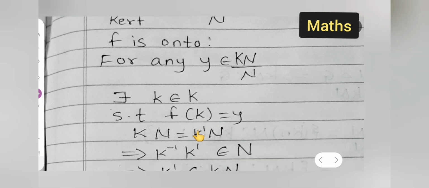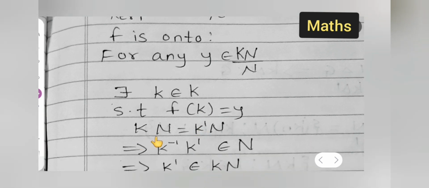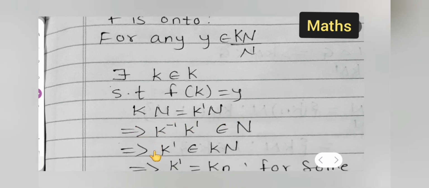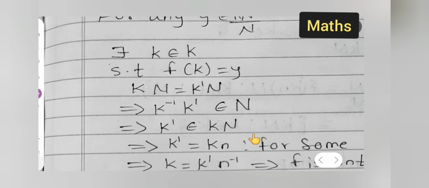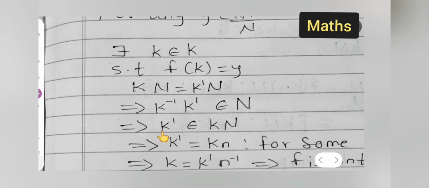So f of k is nothing but kn, which is equal to k dash of n. Kn is equal to k dash of n. Now this implies that, what I have done over here is I have taken this k to the other side. So k inverse k dash belongs to N. Now this implies that this k dash belongs to kN. So k inverse, I have taken it towards the right side, so the inverse will go. Now this implies that k dash is equal to kn. This is small kn.